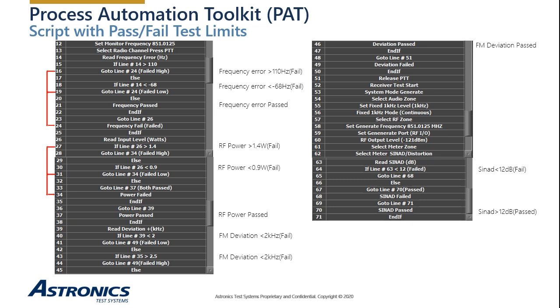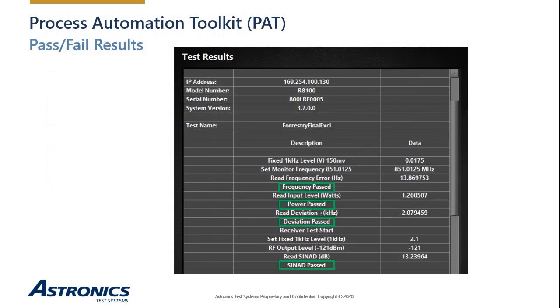Here we see the test results from that previous script. So we can see that we tested the frequency error, and it was less than 100 Hz, and so the frequency passed. Obviously we also checked to make sure it wasn't lower than minus 68. We then went on to read the RF level in watts, and it was 1.2, so it was actually not greater than 1.4 and not less than 0.9. Then we go on to read the deviation and check to make sure it doesn't exceed 2.4 kHz. Then we start the receiver test, read the SINAD. SINAD, as we can see, was greater than 12 dB, so everything passed.